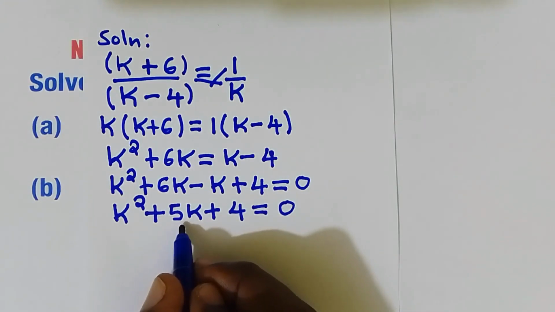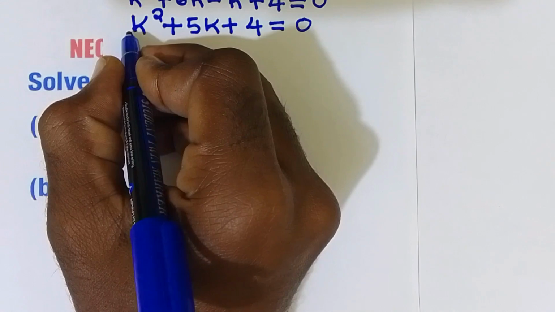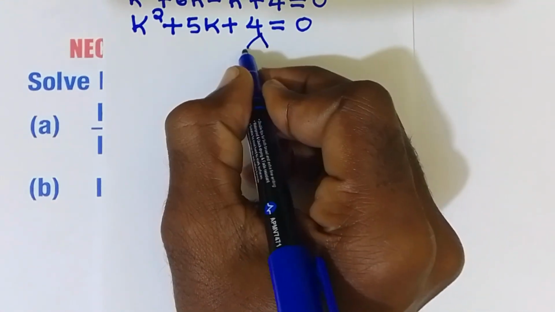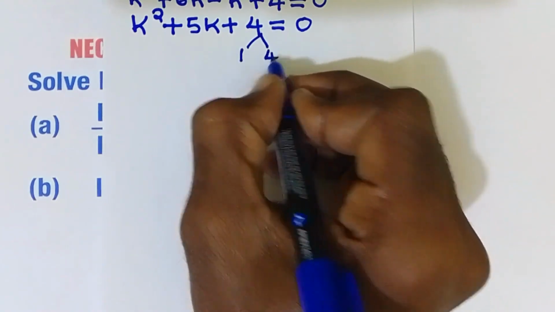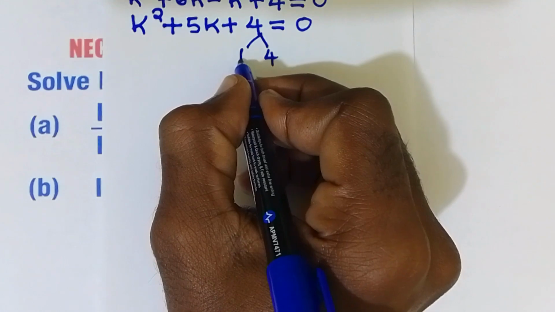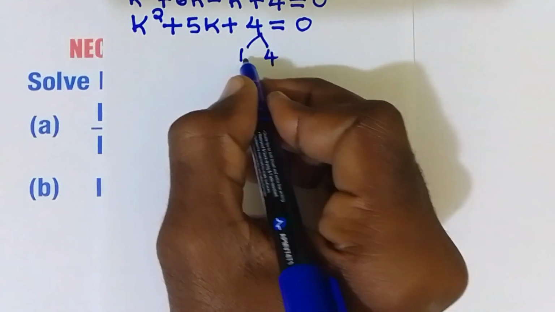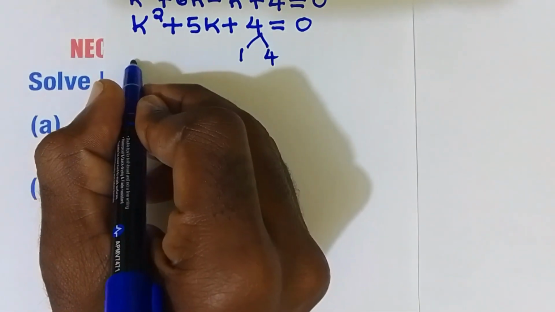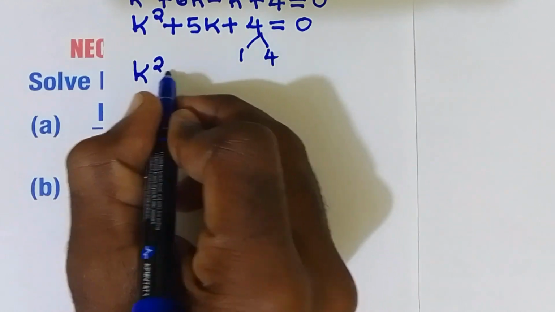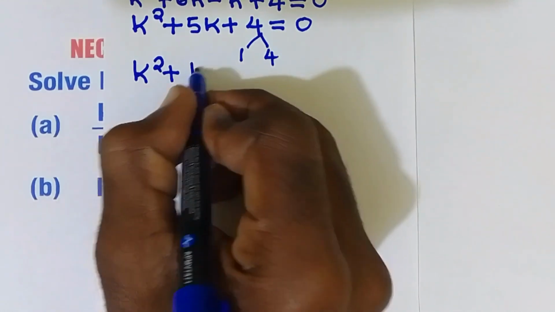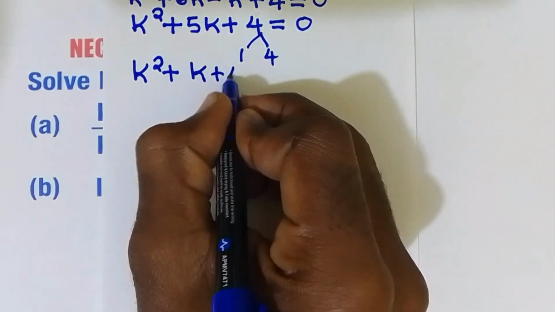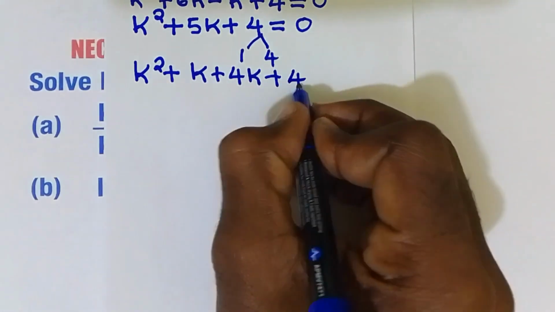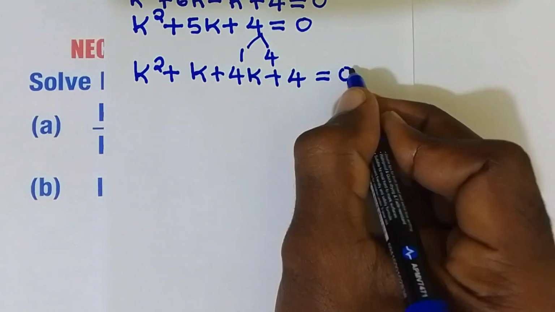We are going to use splitting the middle term. A multiplied by c, it is 4. So our factors are 1 and 4. That is 1 plus 4, it is 5, and 1 multiplied by 4, we get 4. So we are going to have k squared plus k plus 4k plus 4. This is equal to 0.